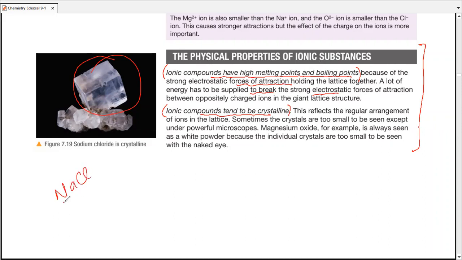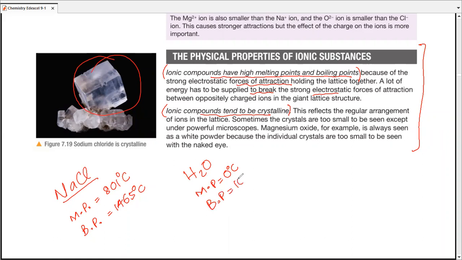For example, if I talk about NaCl, the simple table salt that we eat every day, the melting point is 801 degrees centigrade, which is pretty high. The boiling point is even higher, around 1465 degrees centigrade, which is pretty high as compared to water. Water has a melting point of 0 degrees centigrade, pretty low, and a boiling point of 100 degrees centigrade, again pretty low in comparison to this one. Since water is not an ionic compound, ionic compounds have pretty high melting and boiling points. A few hundred in melting points, or maybe a few hundreds or thousands in case of boiling point.